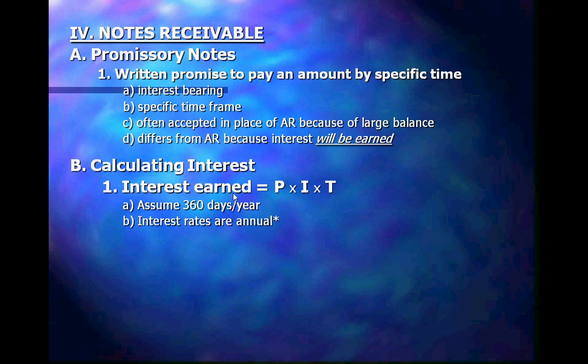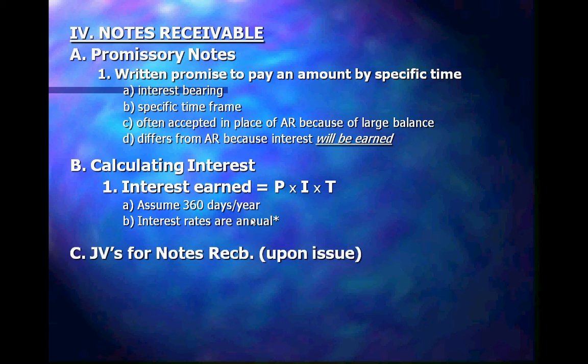Okay, how do you calculate interest? It's PIT, principal times interest times time. We always assume 360 days per year for the time. So if it was 1 month, you'd go 30 over 360, or 1/12. The interest rates are always annual unless stated otherwise, and that's how you figure the interest. So if it was a $1,000 loan at 10% times 30 days, you would simply go 1,000 times 0.10 times 30 divided by 360 would be your time. Okay, and then you'd come up with the interest earned, which is also the interest paid by the borrower.